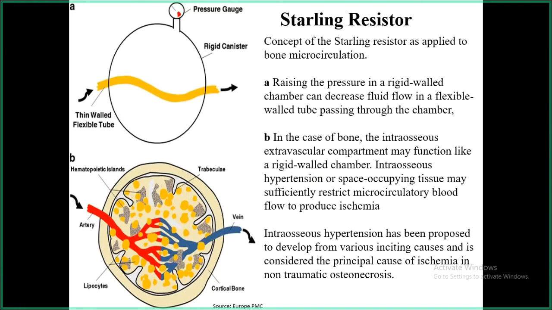In the case of the bone, the intraosseous extravascular compartment may function like a rigid wall chamber. Intraosseous hypertension or space-occupying tissue may sufficiently restrict microcirculatory blood flow to produce this ischemia. And intraosseous hypertension has been proposed to develop from various inciting causes and is considered the principal cause of ischemia in non-traumatic osteonecrosis.